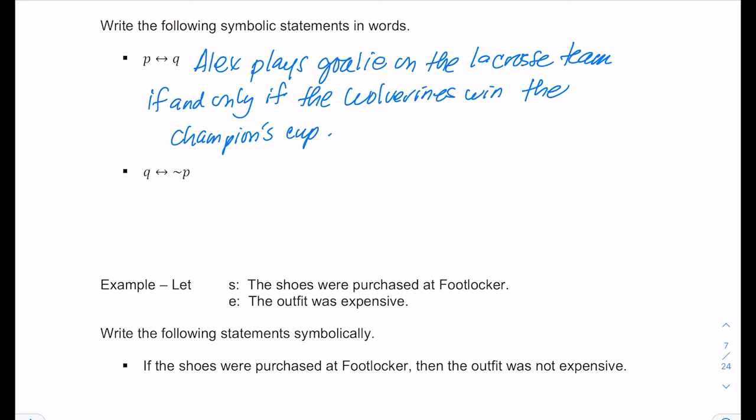And the last statement is Q if and only if not P. So now we're going to reverse the statement and put the Wolverines win the Champions Cup first and then not P. So if Alex does not play goalie on the lacrosse team.